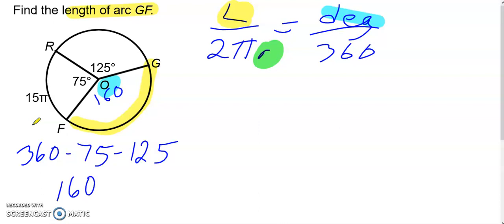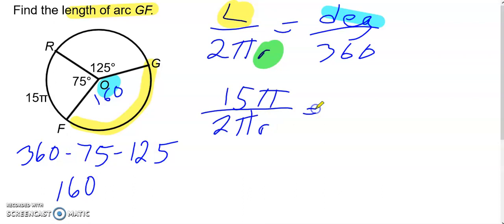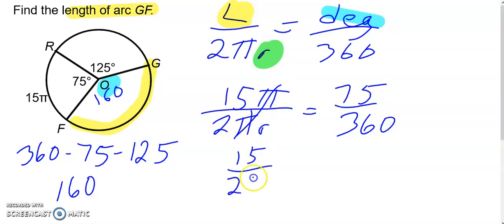So I'm going to say I have an arc length of 15 pi. We're going to divide that by 2 pi r because I need the radius of this circle, and that's going to equal the degrees in, not this degrees, but the 75, because the 75 goes with the 15 pi arc length. So that's going to be 75 over 360. My pi's cancel out, so we're going to have 15 over 2r, equal to 75 divided by 360. I like simplifying my fractions if I can to make my cross multiplying easier. 5 over 24.